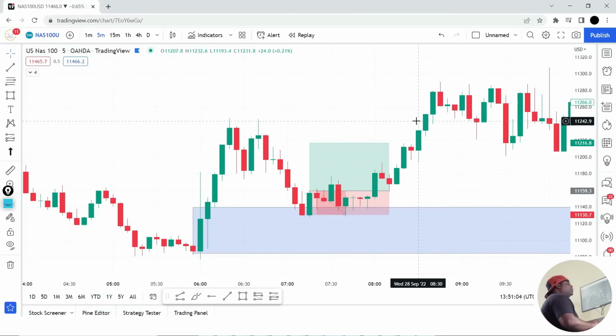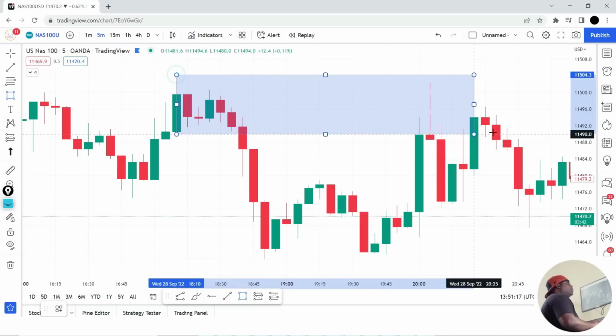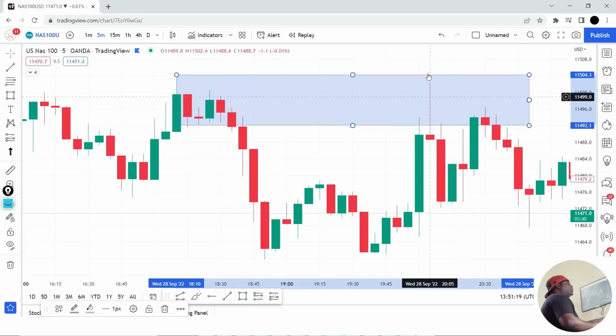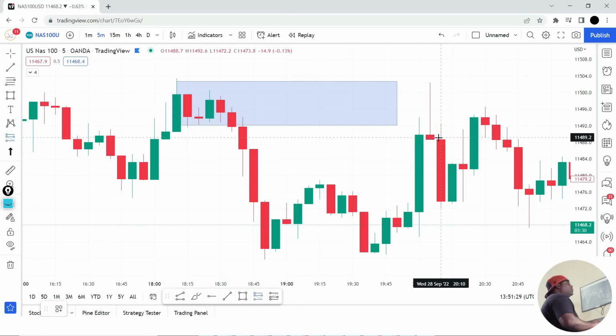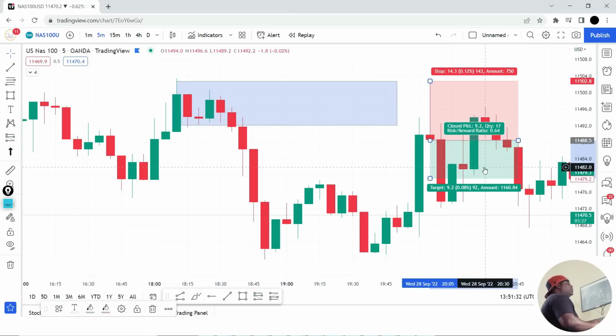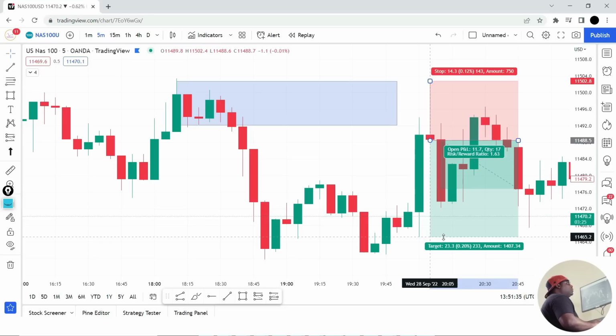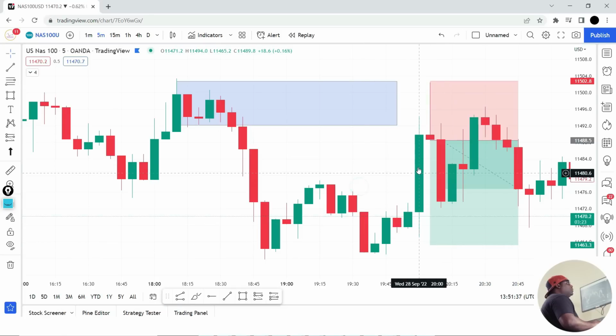Let me show you guys some more examples. Right here, we have supply and we have the market coming to that supply and rejecting it. You see, we had a nice rejection bar right here. As soon as price goes below that bar, you can look for a 2-to-1. Now let's talk about stop loss real quick. Where do you want to put your stop loss?